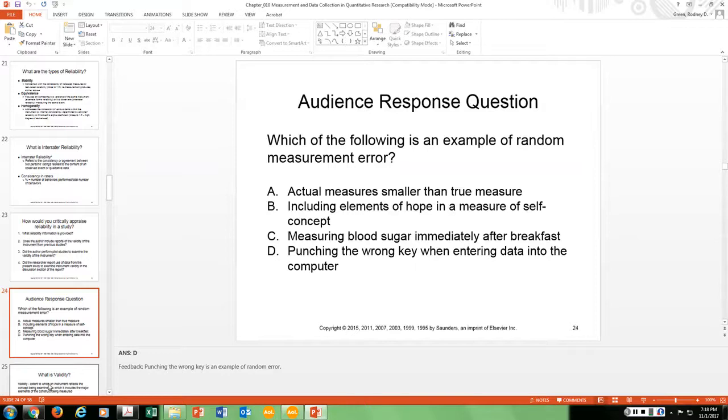Random error, right? Isn't it possible when you're entering data into an Excel spreadsheet that you might hit 8 when you wanted to hit 9? Punching the wrong key when entering data into the computer will result in random measurement error. Remember, random error is the difference between the true measure or score of a variable and the measurement or score actually obtained.